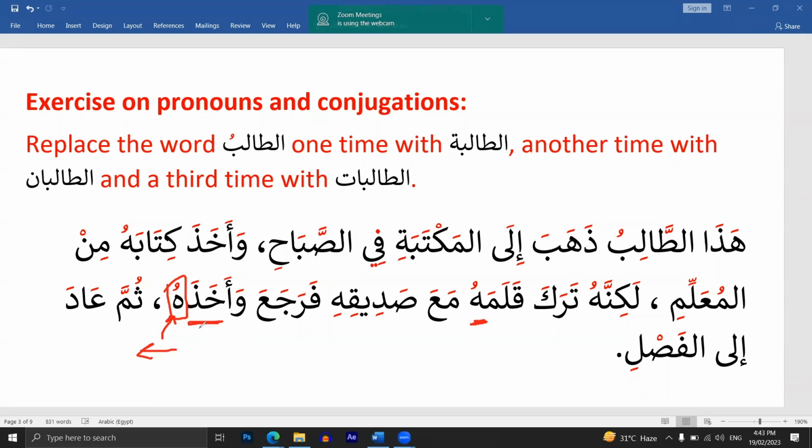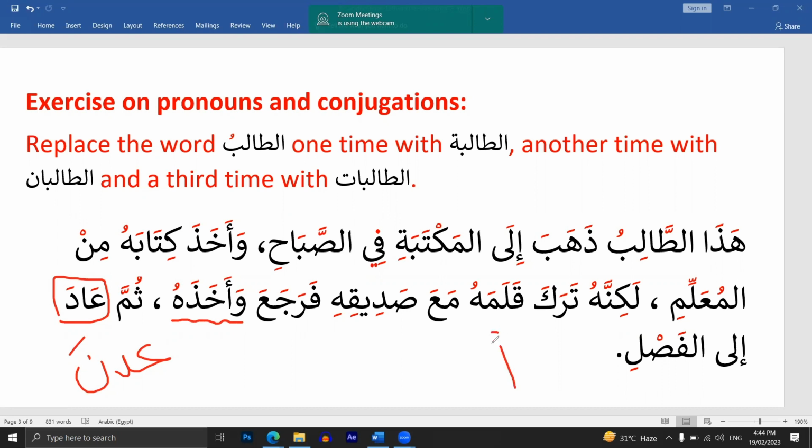وأخذهنه ثم عدنا. عدنا إلى الفصل. It's difficult. It will be like this: عدنا. This alif will be omitted because if you leave it, it will be very hard to pronounce. عادنا, it will be hard. Okay. But this one, we are still doing it here.